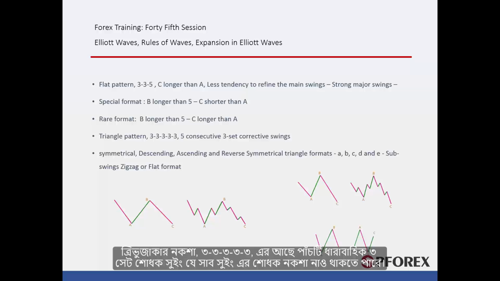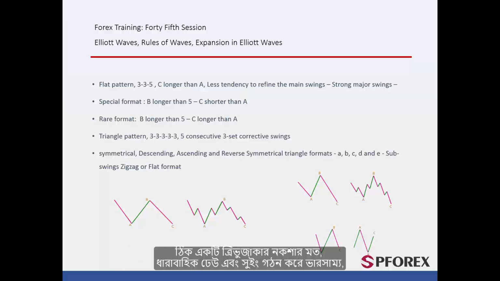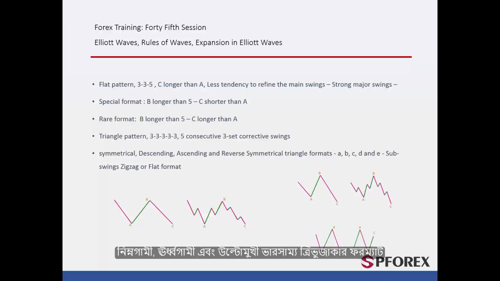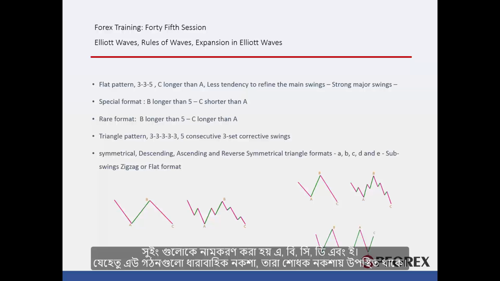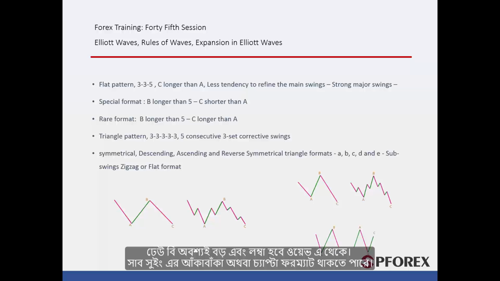Triangle pattern. 3-3-3-3-3 has 5 consecutive 3-set corrective swings. That subswing may not have a corrective pattern. Just like a triangle pattern, the consecutive waves and swings form symmetrical, descending, ascending and reversal symmetrical triangle formats. Swings are named A, B, C, D and E. Since these forms are continual patterns, they are present in corrective patterns. Wave B must be larger and longer than wave A. Subswings can have zigzag or flat format.